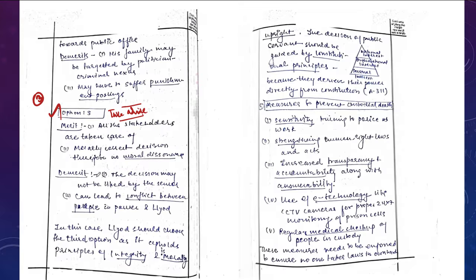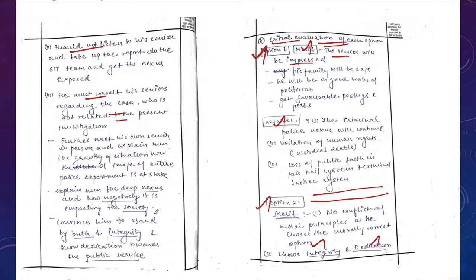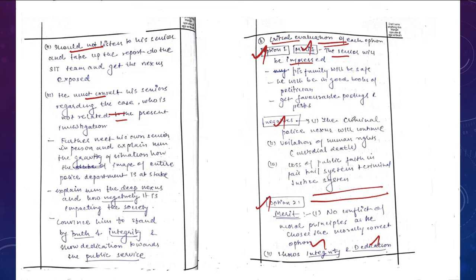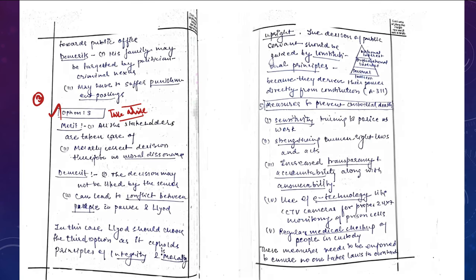What is the unique thing she has done? After writing the options generated, they are asking in this particular question, what measures will you suggest? That is, what action you will take and what measure you will suggest. With respect to All India Rank 1 Shakti Dubey, she will choose the third option. What is the third option? Take the advice of seniors, by following principles of integrity and morality.